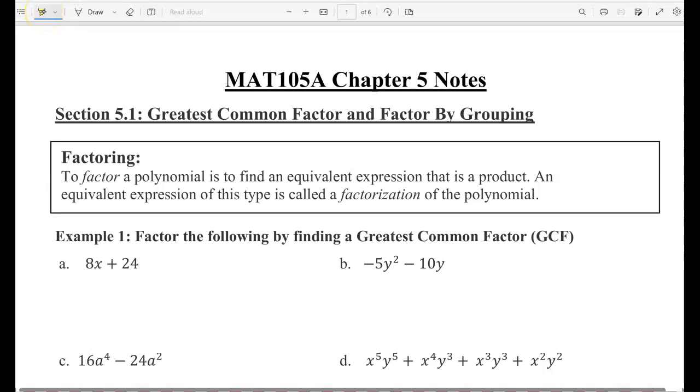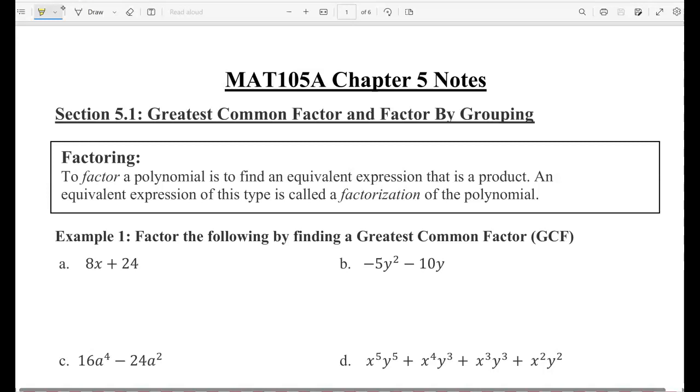These are the Math 105A Chapter 5 notes. Chapter 5 will cover factoring, and I want you to think of factoring as the opposite of the distributive property, which is what we learned and talked about in Chapter 4.